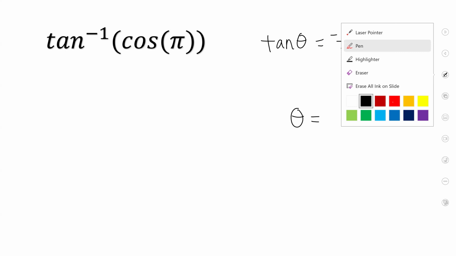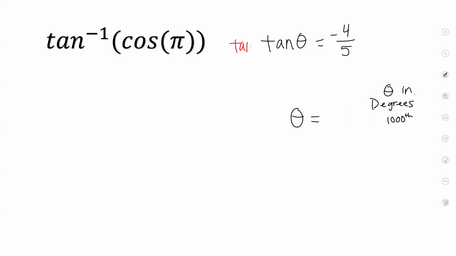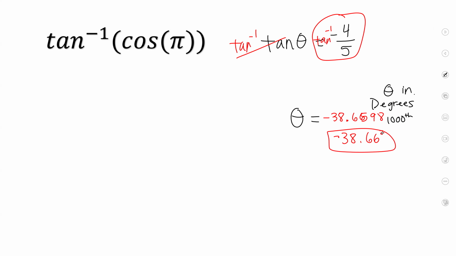So you take the inverse, tangent inverse, it cancels out. Tangent inverse. This is what you type into your calculator. What'd you get? I got negative 38.66 because it was 659, and then there was an 8. So I rounded. Oh, okay, good. Negative 38.66. I'll take that. Degrees. Nice.